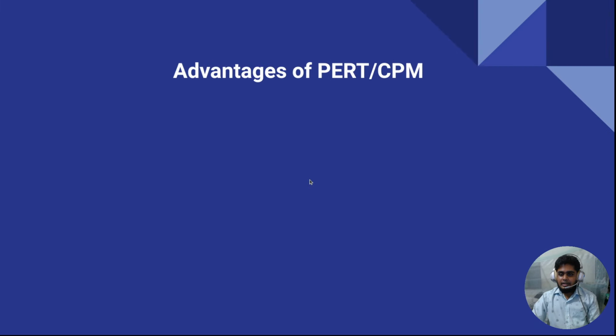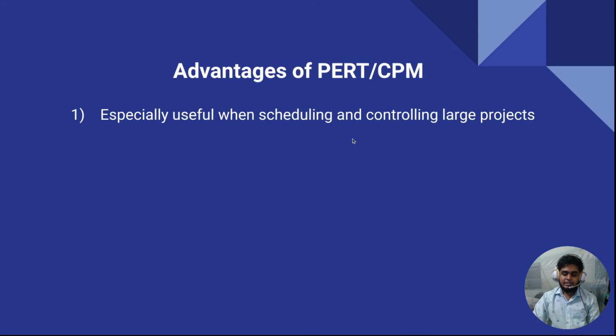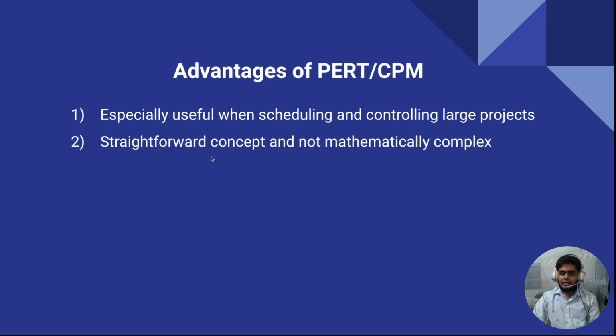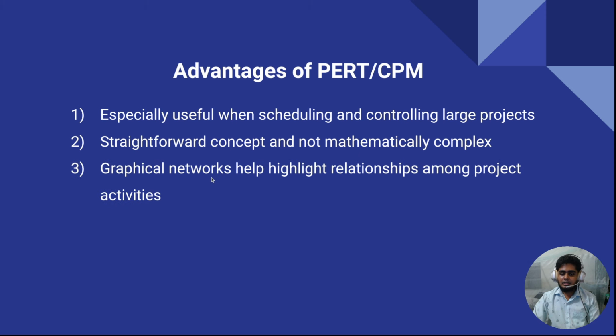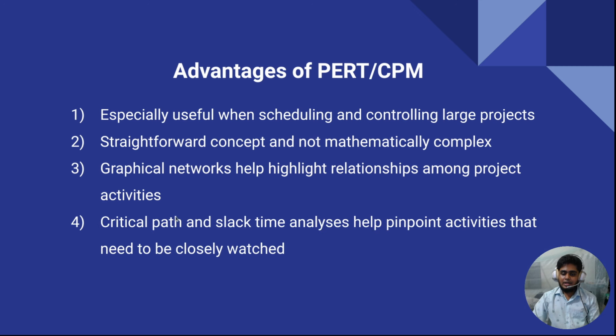Okay, in the next slide I discuss the advantages of PERT or CPM. First, it is especially useful when scheduling and controlling large projects. Second, it is a straightforward concept and not mathematically complex. Third, graphical networks help highlight relationships among project activities. Fourth, critical path and slack time analysis help pinpoint activities that need to be closely watched. This is also important because sometimes the question says you have to write the advantages of PERT or CPM. Then you have to write those points.